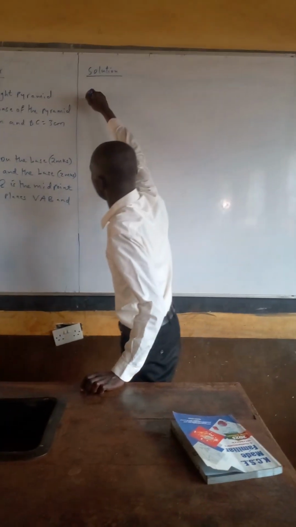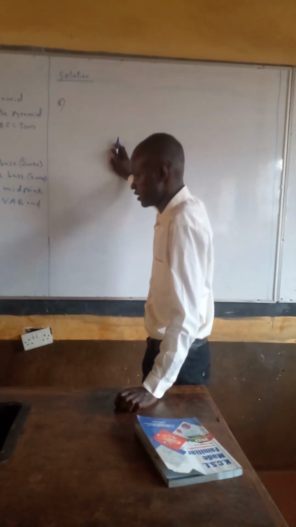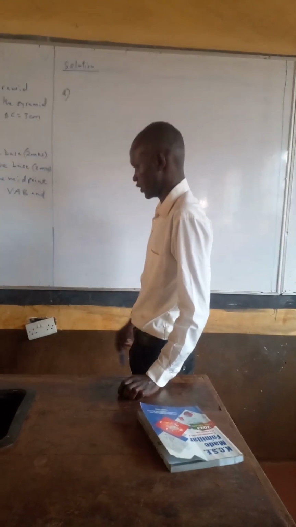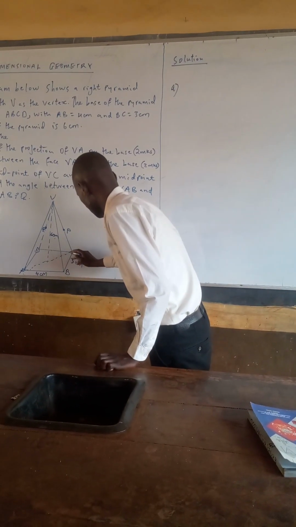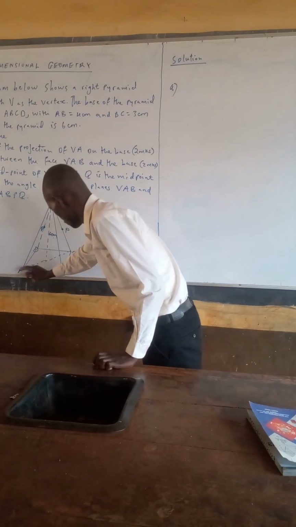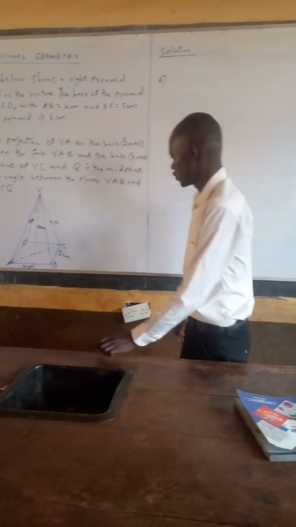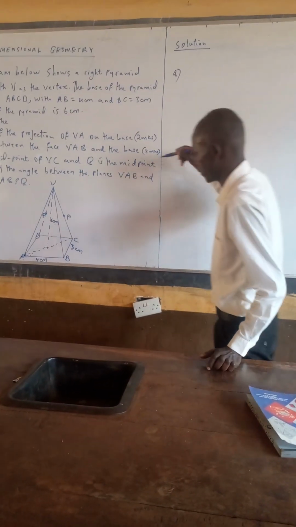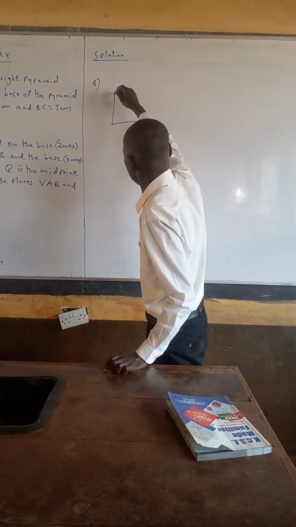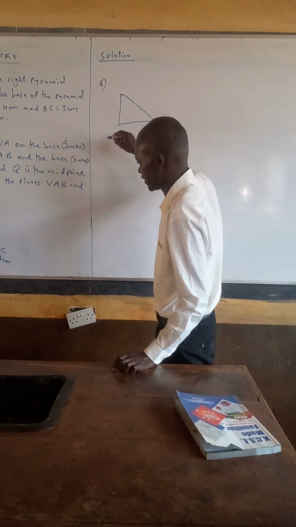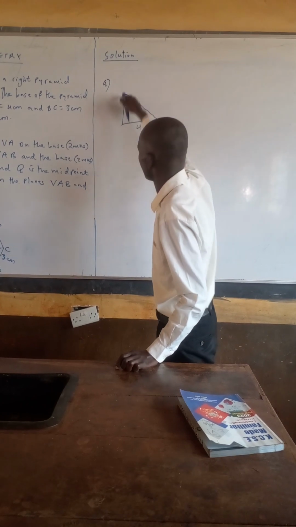Okay, so we shall begin with the first part. They want us to calculate the projection of VA onto the base. So to calculate the projection of VA onto the base, this is what we shall do. We shall have the line that will pass through this way. So the projection of VA onto the base will be the length from this point to that one. So to get that length, we shall use Pythagoras theorem. So this is our point, so that from here to here will have to be 4, then from here to here to be 3.